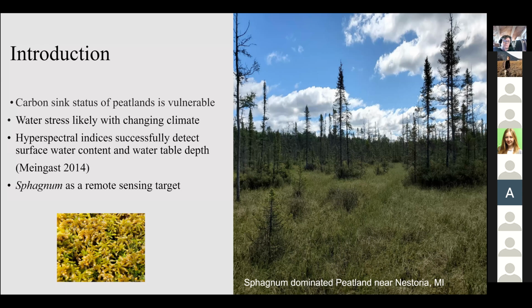Another cool thing about sphagnum is that different species grow in different landform types. So they may react to water stress differently, possibly causing carbon cycles to be affected differently.